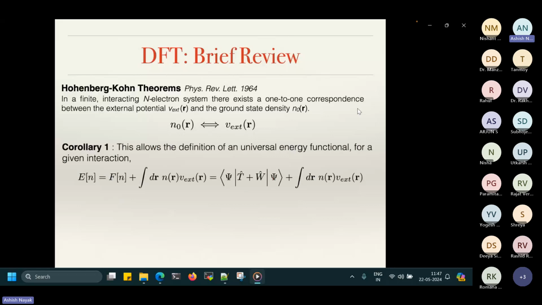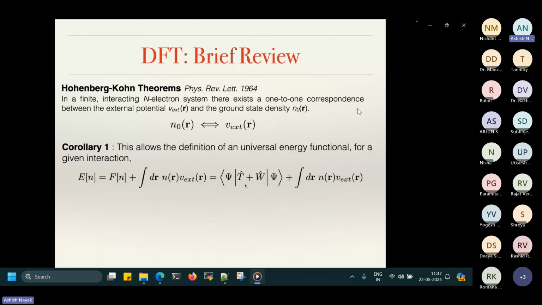The immediate implications are that this allows for the definition of a universal energy function, which means that you can define the energy as a functional, not a function, but a functional of the density, involving what is called a universal part, or the kinetic energy, the interactions, plus the interaction with the external potential.